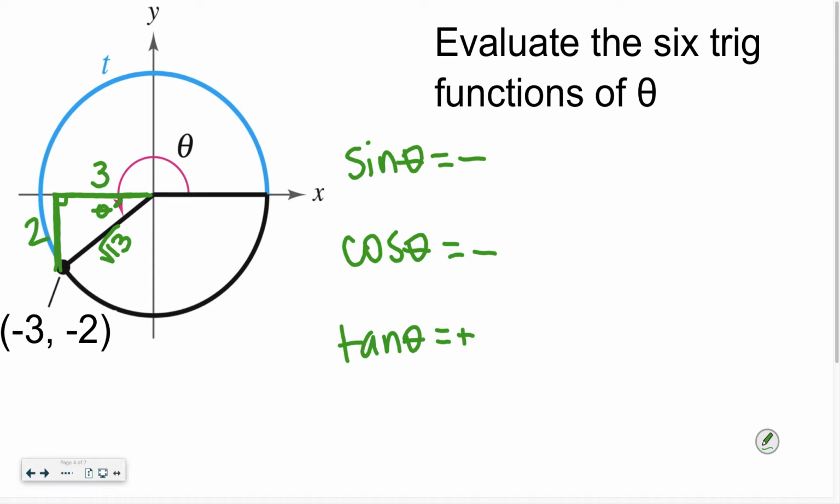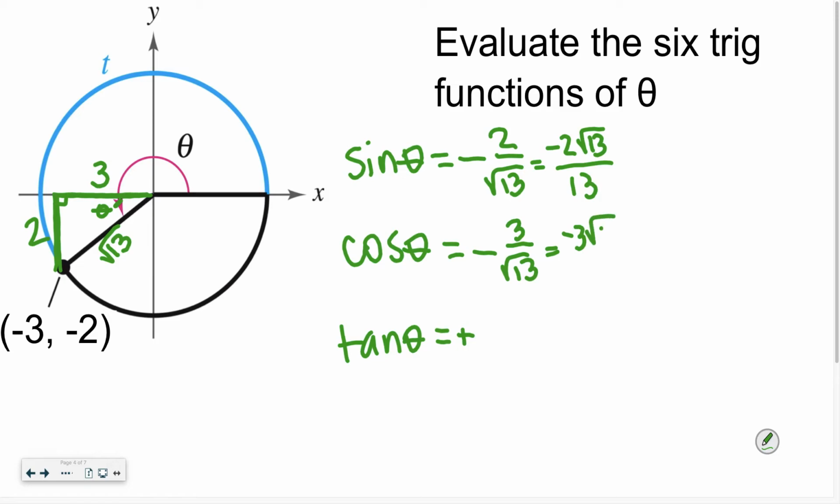So sine, opposite over hypotenuse. And then we would rationalize. Cosine, negative because we're in the third quadrant. We're going to use our reference triangle for adjacent over hypotenuse. And then we would rationalize. And then for tangent, opposite over adjacent.